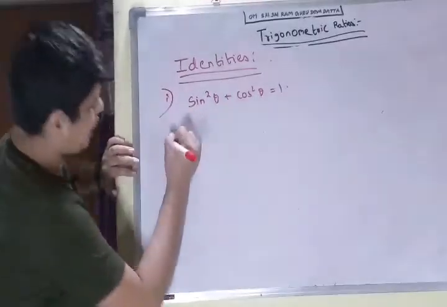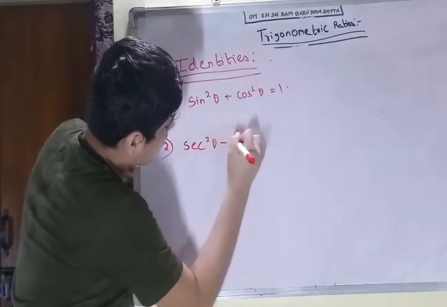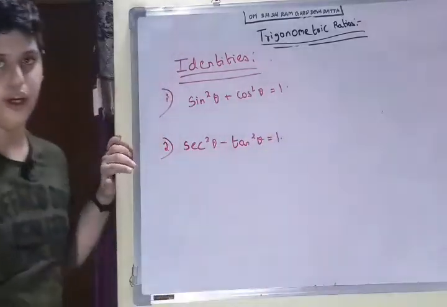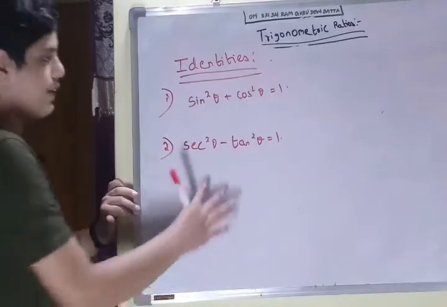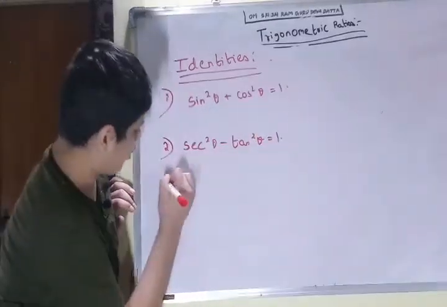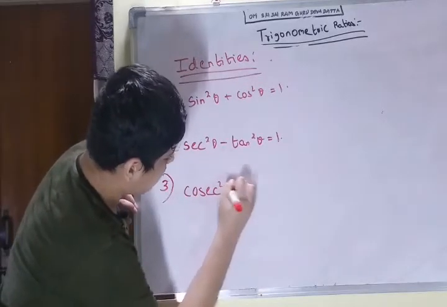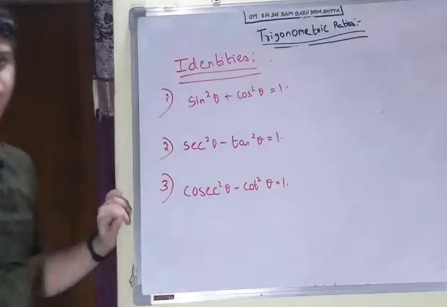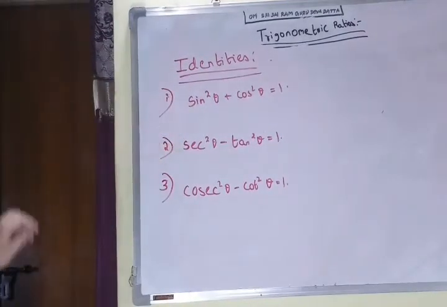Okay. The second one is secant square theta minus tan square theta is equal to 1. For any values of secant theta and tan theta, you may substitute and see. It is always equal to 1. And the third one is cosecant square theta minus cot square theta is equal to 1. This is the basic identity that you have to remember.